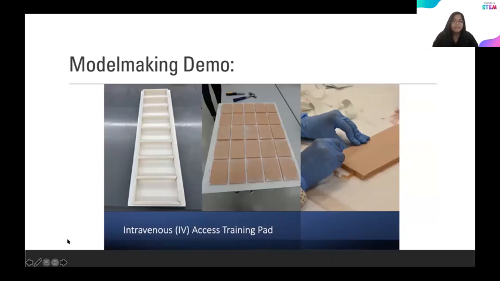And then finally, here's a short demonstration on how we make one of our own models that we use in simulation training.